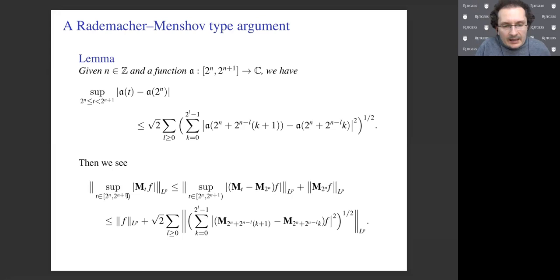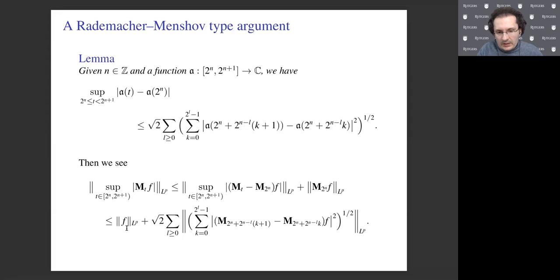So now in this dyadic block, for the maximal function, this is what we do: we add and subtract our averaging operator with t equal to 2 to the n, which is one of the endpoints. And when we do this, we know that this is a contraction, so this is bounded by the L^p norm of f.